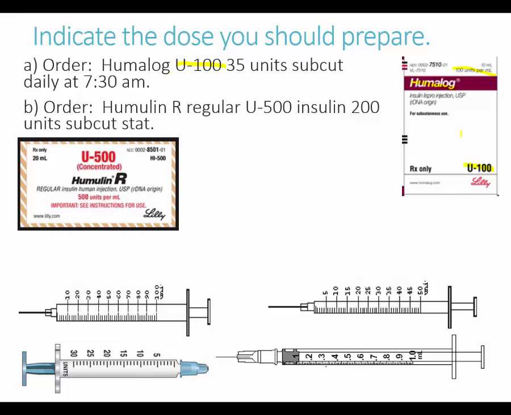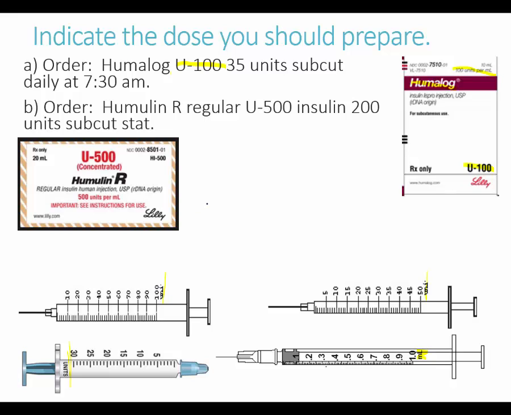With U100 insulin, you should administer the insulin using an insulin syringe. As I look at the syringes, I see this syringe with 50 units, this syringe with 100 units, and this syringe with 30 units. Depending on the amount, I will want to choose one of these syringes. The final syringe is labeled in milliliters and would not be appropriate for U100 insulin.